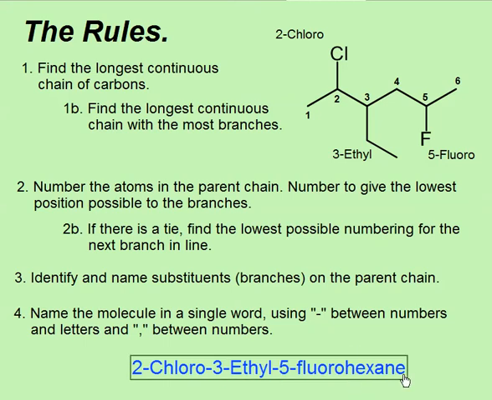hexane. Now you can't tell from this example here, because our branches are listed in numerical order, which also follows alphabetical order: C for chloro, E for ethyl, and F for fluoro. But keep in mind, as we look at other examples in another video, when it comes to the listing of the branches, the prefixes, we'll list them in alphabetical order rather than numerical order. But that numerical order has already been set in.